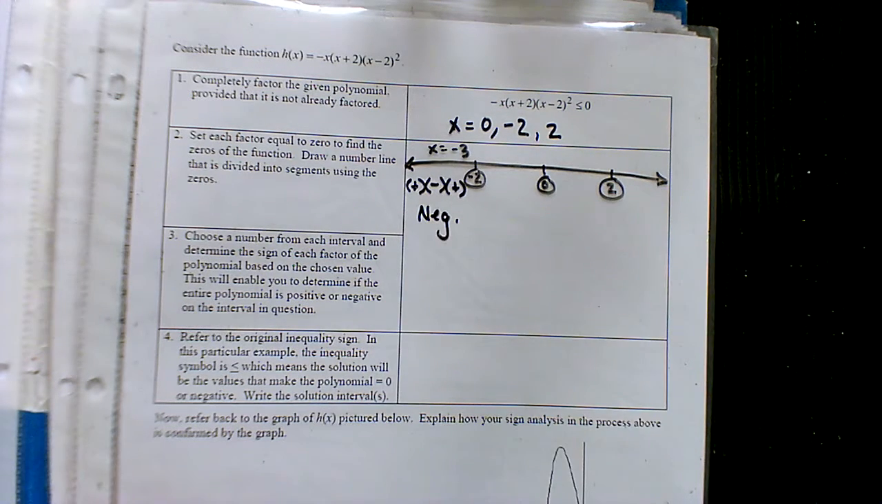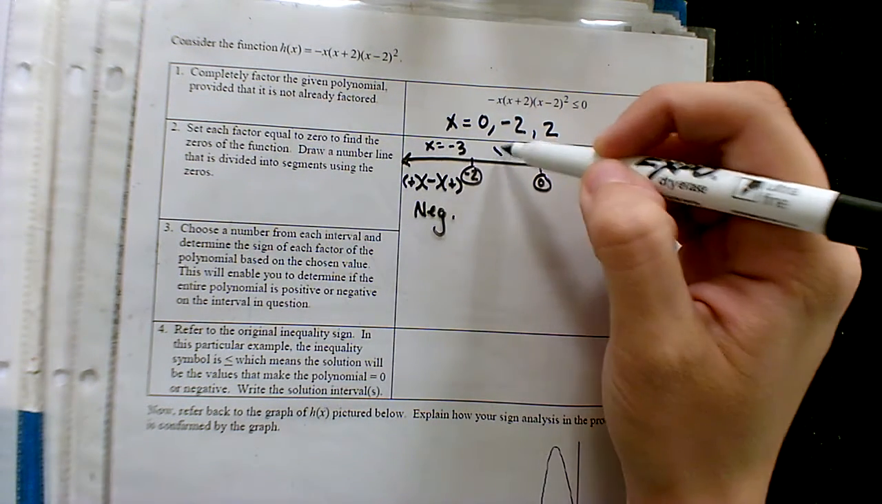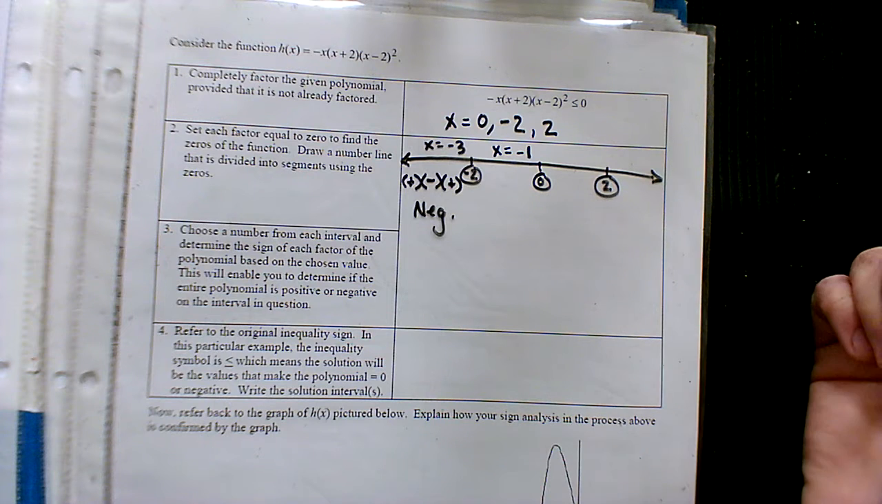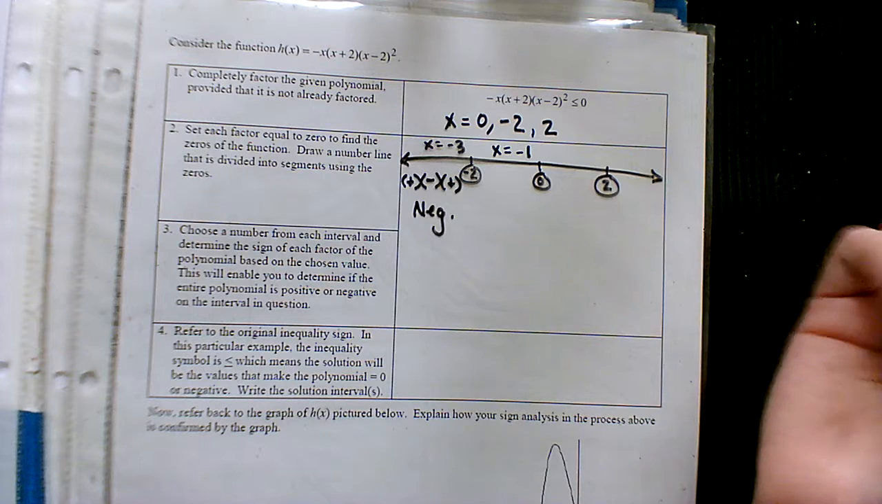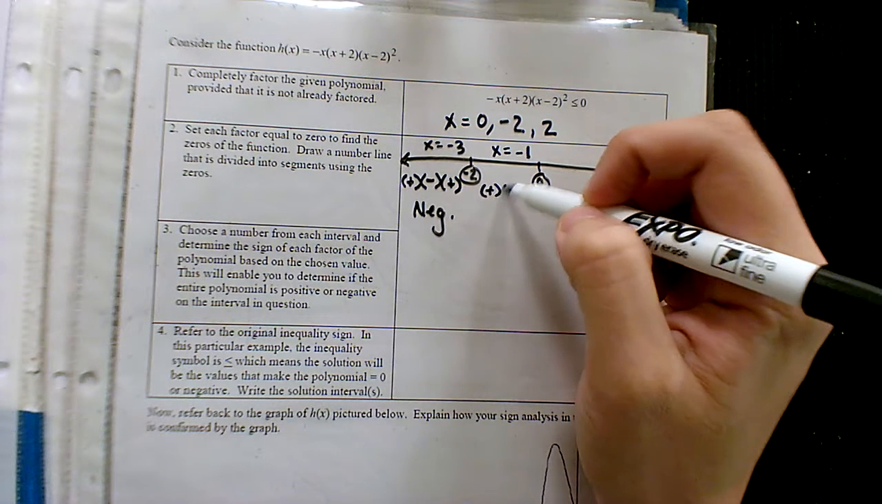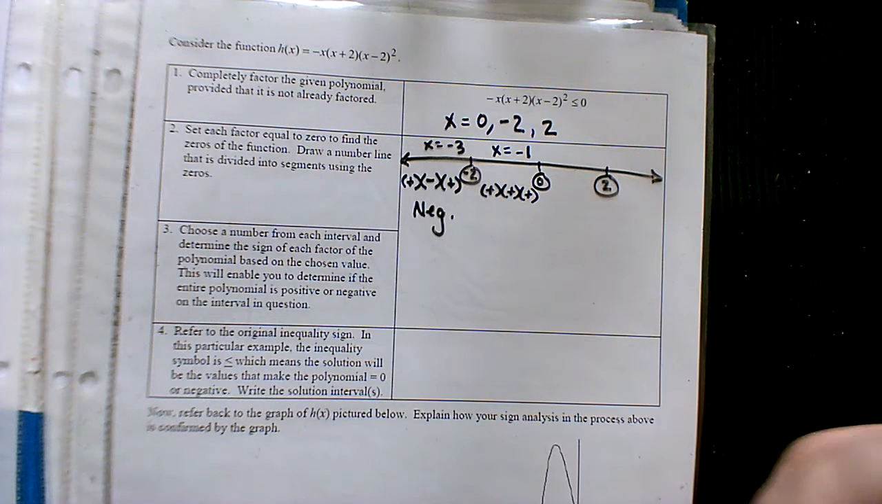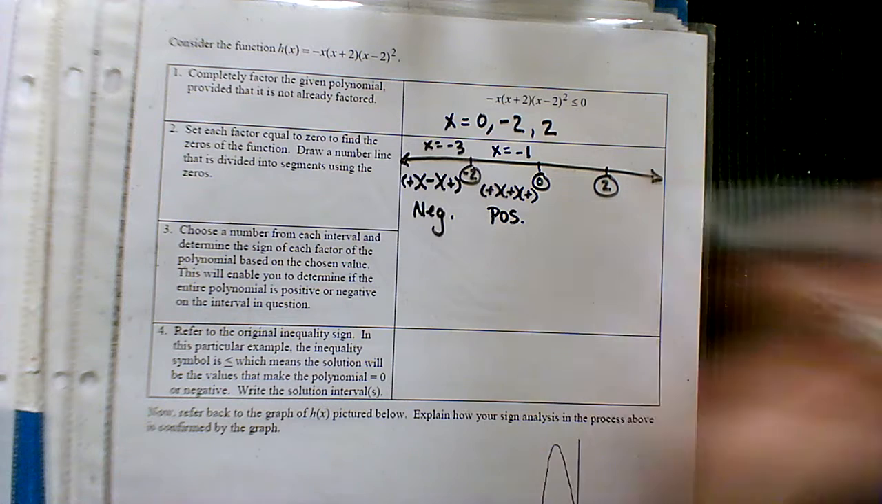Right? So we're just going to repeat the process for all the other intervals to see what our overall sign would be. For the next one, maybe you want to pick -1. If we plug in -1 for all the x's, pretty sure we'll get positive, positive, positive, all multiplied together would be positive.